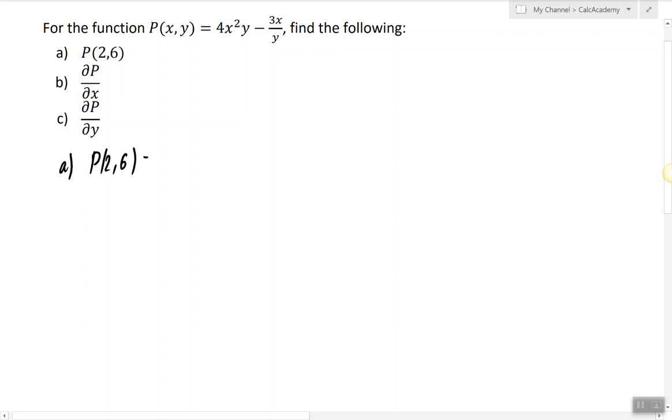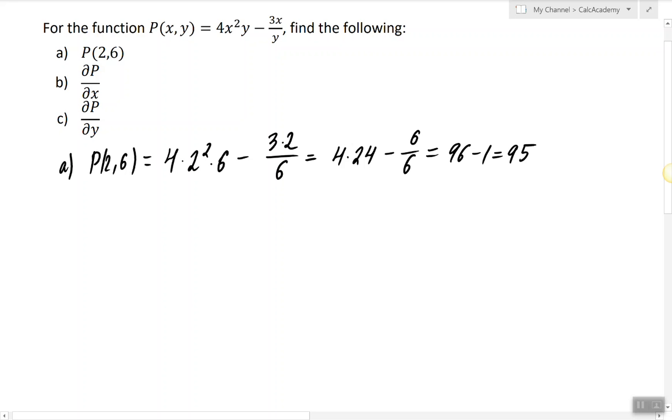Basically, we interpret the definition of a function as a rule that tells us how to produce the output for given x and y. So that means I replace x with number 2 in the definition and y with number 6. And after that, I just compute this arithmetic expression. So we have 4 times 2 to the fourth minus 6 over 6. So it is 96 minus 1, which is 95.